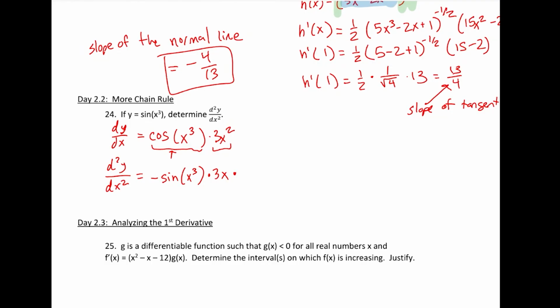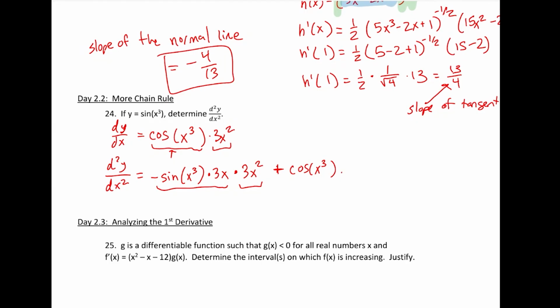Times 3x squared. Oh, wait. Let me back up a second. Times, no, I was right. Times 3x squared, plus, so that's our f prime times g, if you're thinking about it like that, plus f times g prime. So plus cosine of x cubed times the derivative of 3x squared, which would be times 6x. Sometimes when you're trying to talk while you're writing, you can get a little mixed up. I apologize for that.